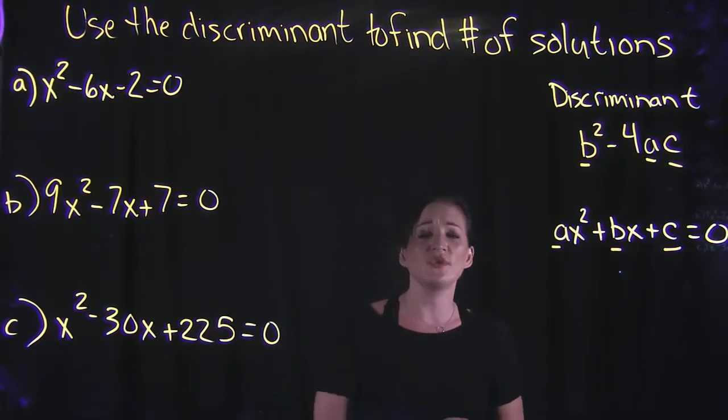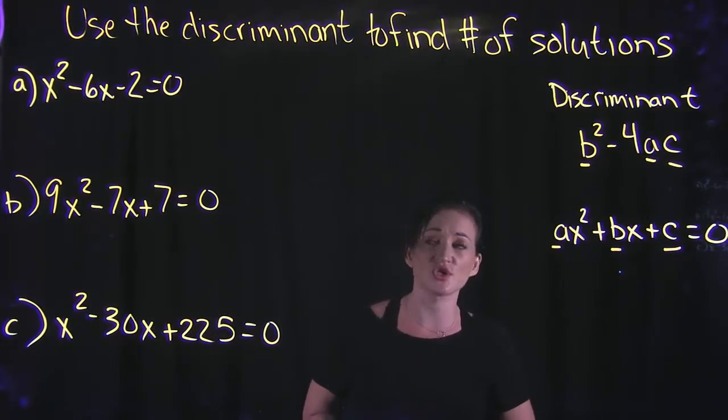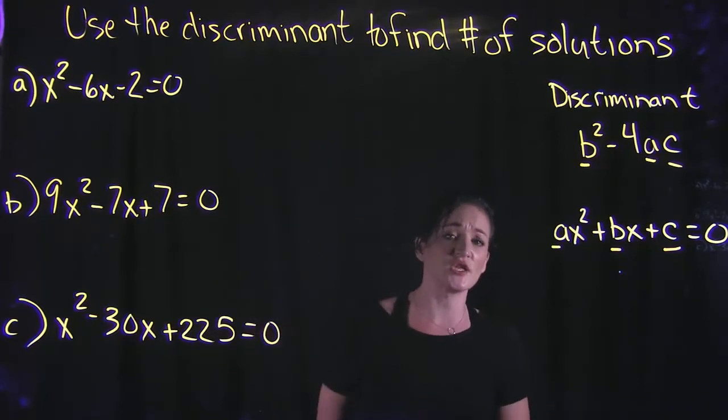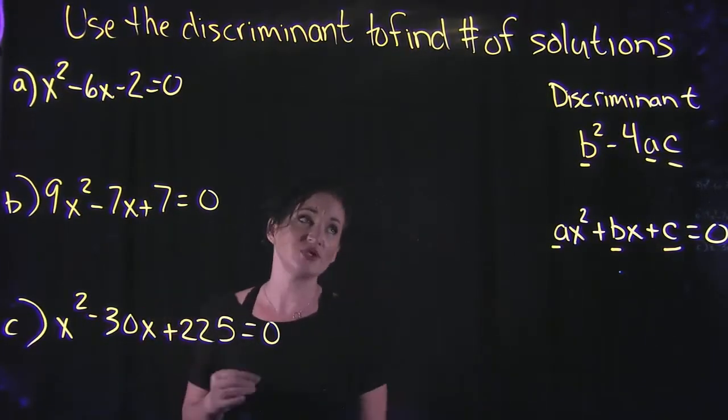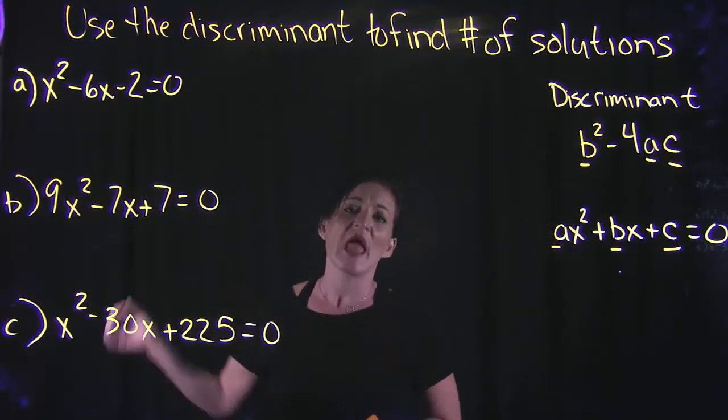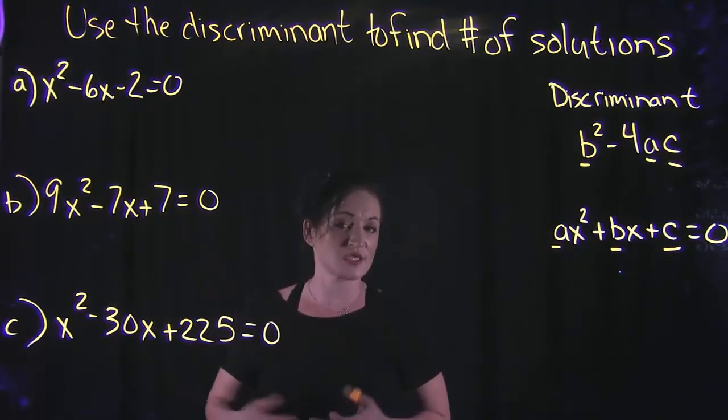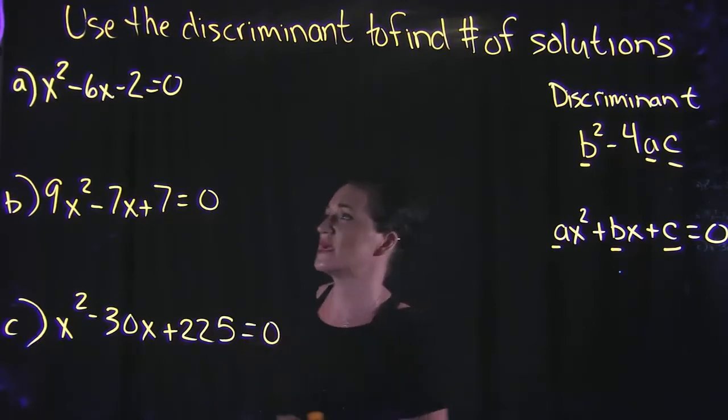So the first thing you need to do when using the discriminant to find the number of solutions is take a look at the equation that they gave you and figure out what a, b, and c are. Once you do that, you're going to plug it into the discriminant, and based off of the answer that you get, it's going to let us know. I'll get to that in just a little bit.